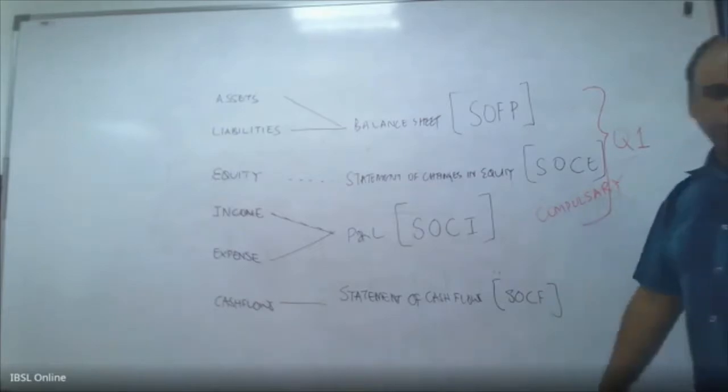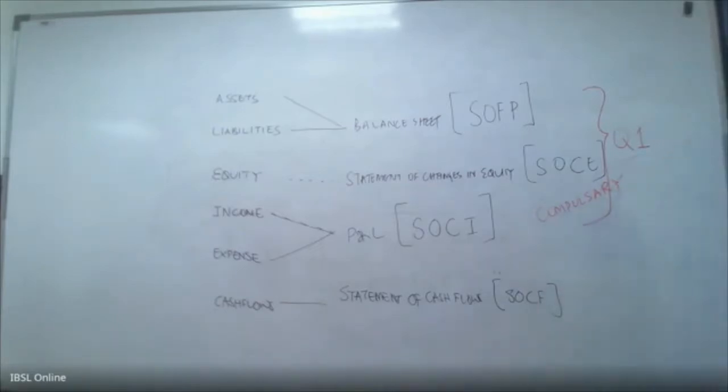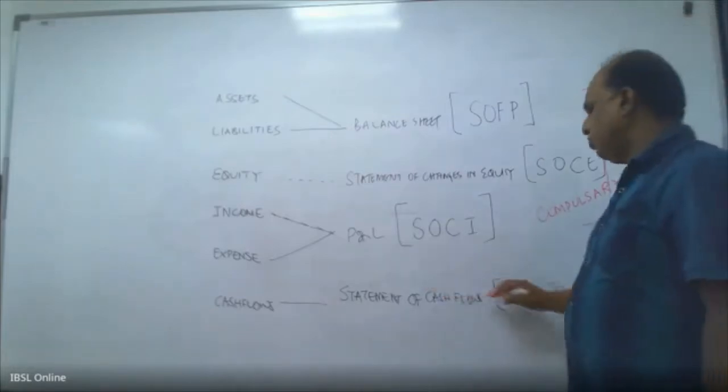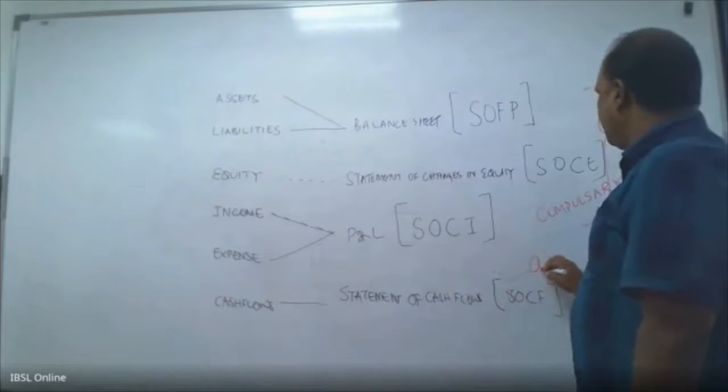There is no choice for you. You need to answer it. So it's a compulsory question. Question number 1 is compulsory to you. But statement of cash flows is an optional question.